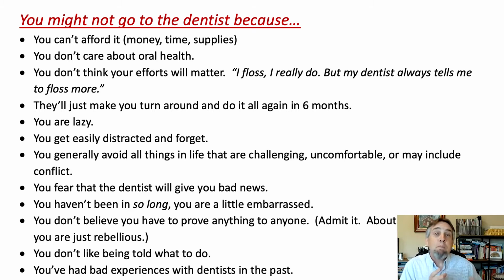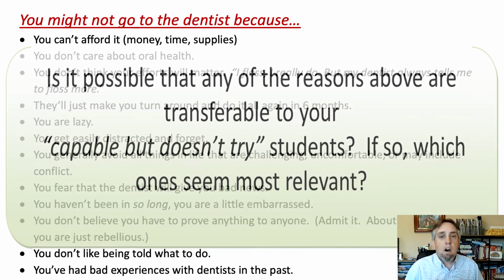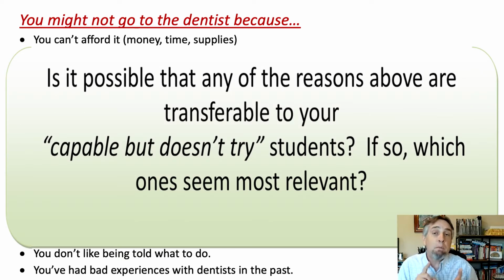There's a lot of reasons we might be capable of doing something, but we choose not to. Often those things are based on our experiences. Now, curious, when you look at a list like this, might any of those reasons also be transferable to why some of your students who are capable of doing a certain level of work choose not to? I think that it's a rhetorical question. I think some of the answers are that we can see some of the same reasons. Some of the reasons are transferable, in other words.